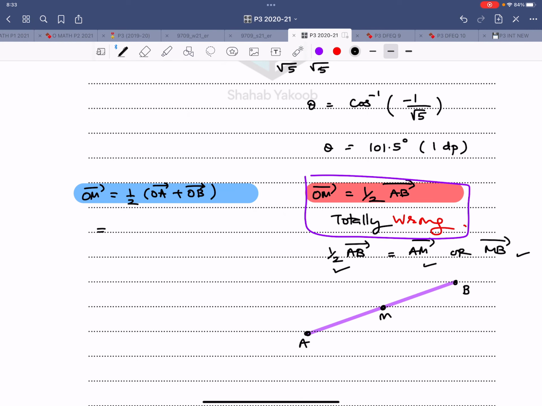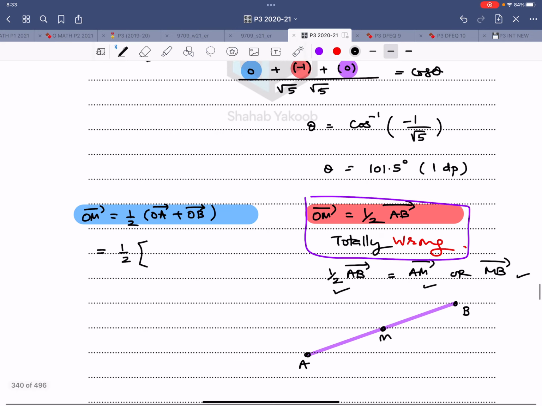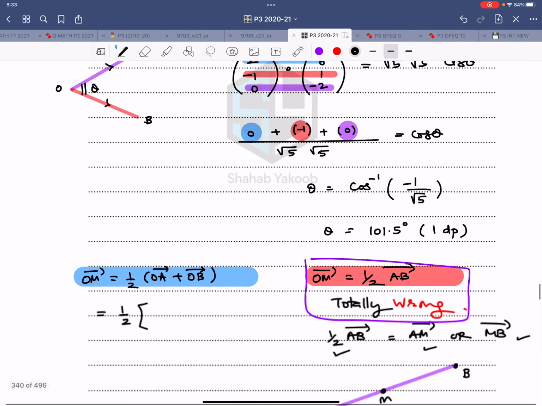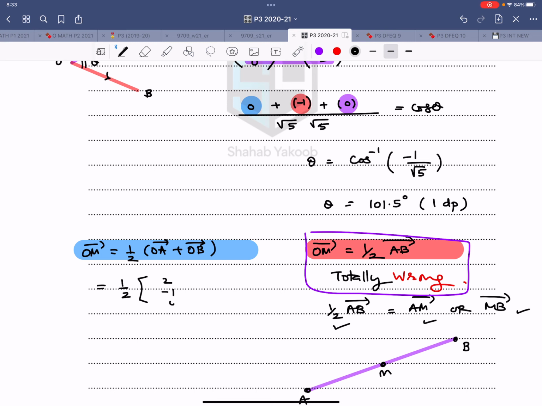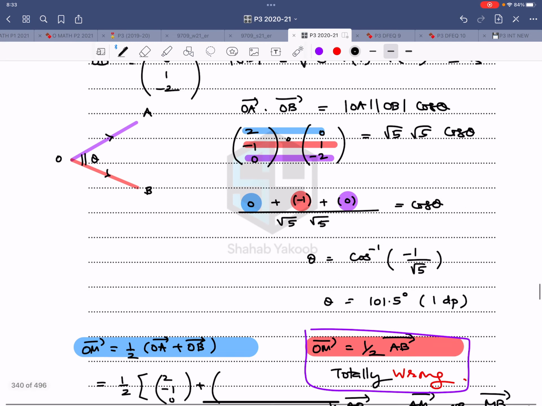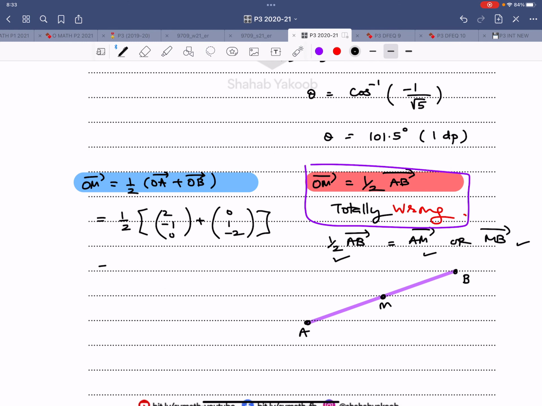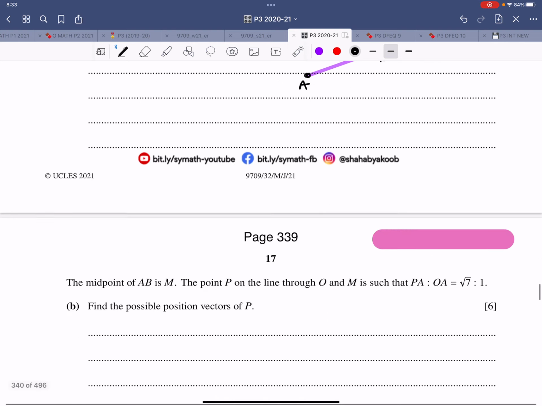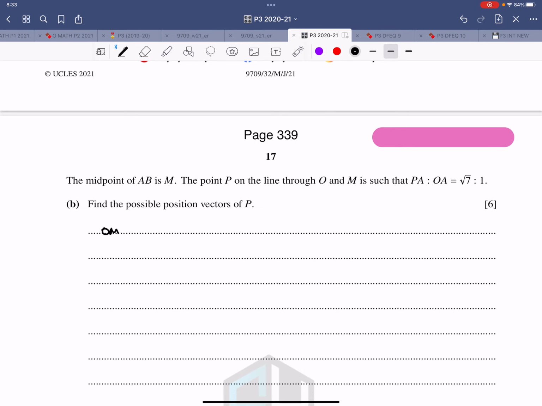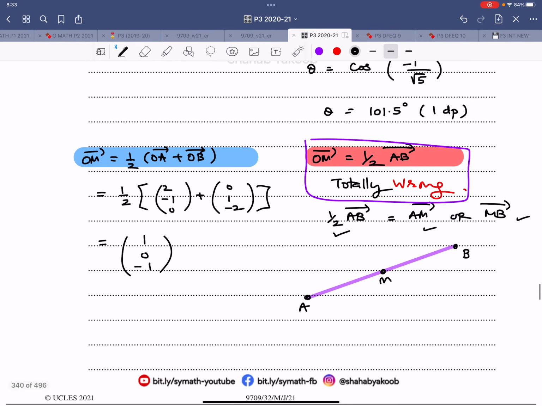What is OA? (2, -1, 0) plus OB (0, 1, -2), when I add it up, half of 2 is 1, half of 0 is 0, half of negative 2 is negative 1. That is OM. And what else are they asking us? OM is (1, 0, -1).